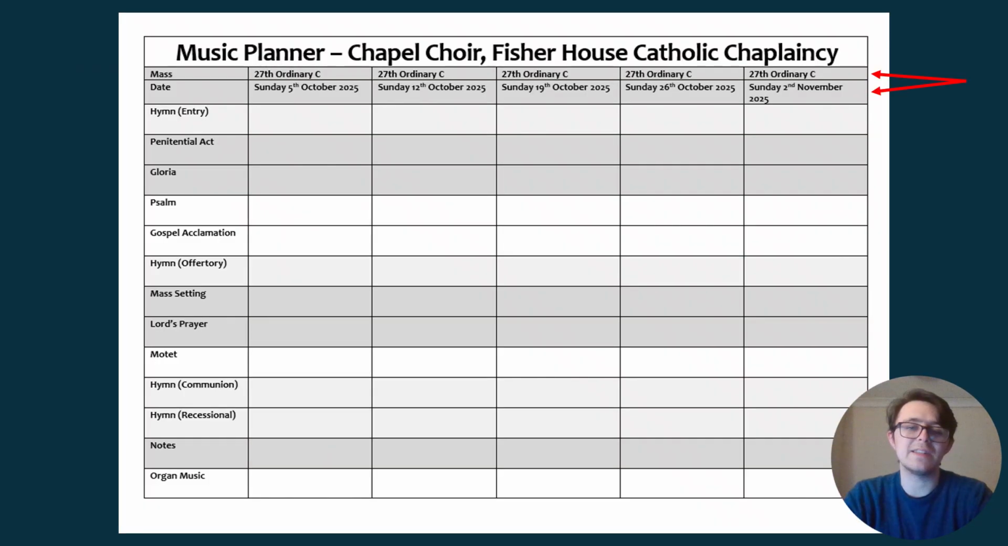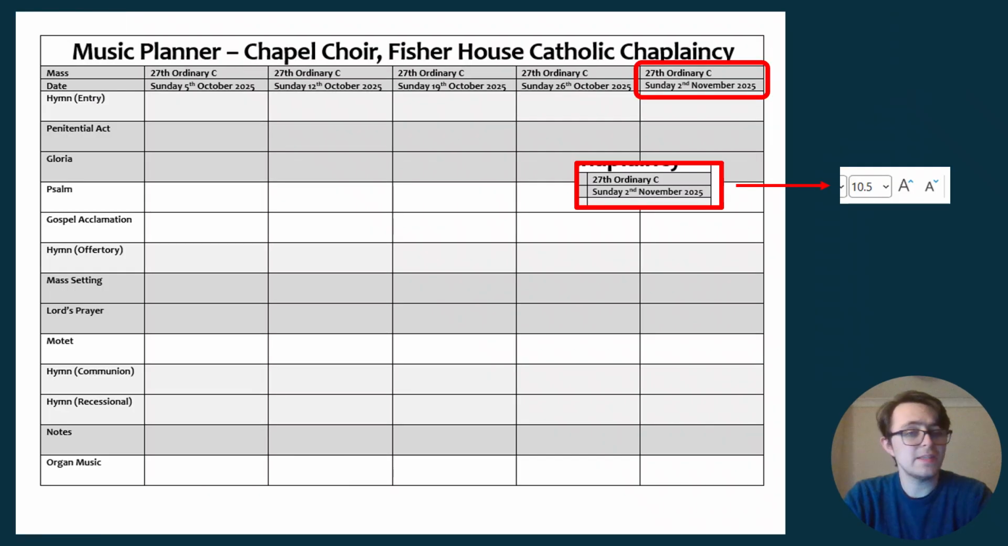First, fill in the details of the Sundays, feasts and solemnities that will be covered. In this example, one of the dates overfills the cell in the table. I therefore reduced the font size to 10.5, which was enough to fit it in and is not visually that different from size 11.